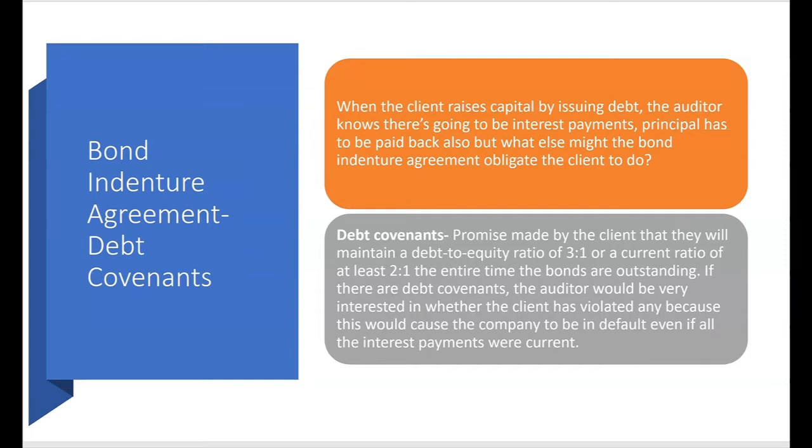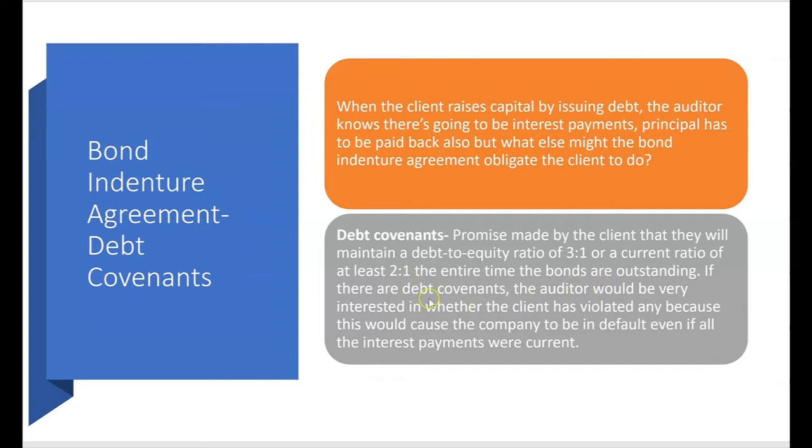And if they violate that agreement, if they violate that debt covenant and don't maintain that 3-to-1 debt to equity ratio, then they've breached the bond indenture agreement. And the penalty for that would be that the entire bond would be due and payable immediately. The company would be considered in default, even if all the interest payments were current, simply because they violated a debt covenant. So maybe the debt to equity ratio might be a debt covenant, or maybe the current ratio will be a debt covenant. Maybe the company's promising to maintain at least a 2-to-1 current ratio. What does that mean? It means $2 of current assets for every $1 of current liabilities. And they're promising to maintain that the entire time the bonds are outstanding.